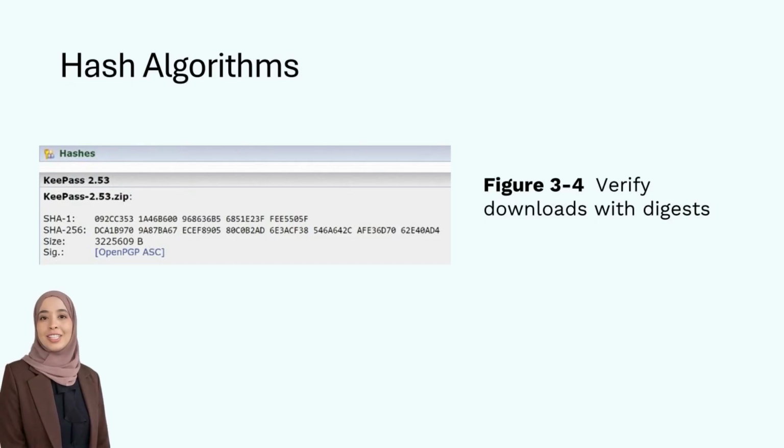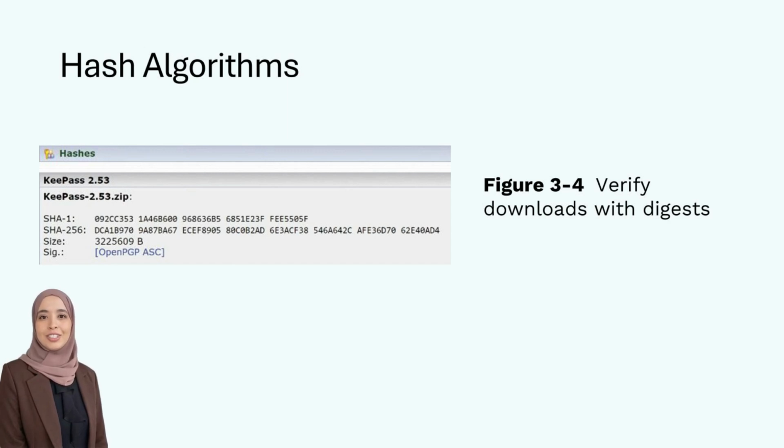In this figure, you can see how hash algorithms are used to check if a download is safe. When you download the file, the website gives you a unique digest. It's a string of numbers and letters, okay? And this digest represents the file. So after downloading, your computer creates its own digest for the file. If both digests match, it means that the file is safe and hasn't been changed. If they don't match, then the file may be corrupted or, let's say, tampered with. So this process keeps the file secure and ensures that the download is trustworthy.